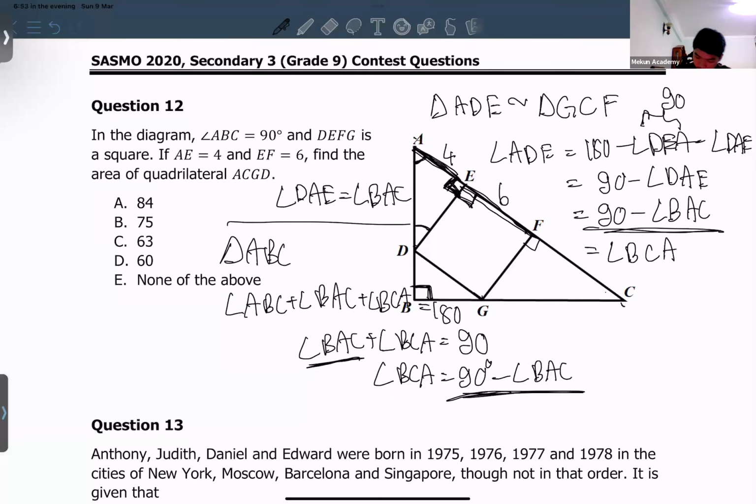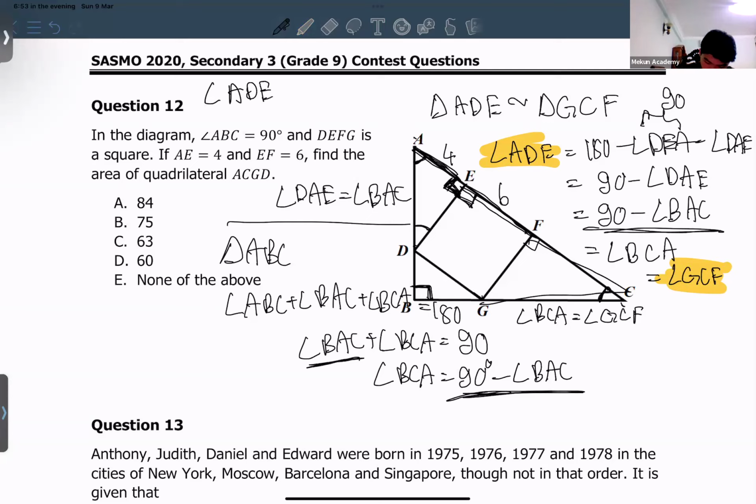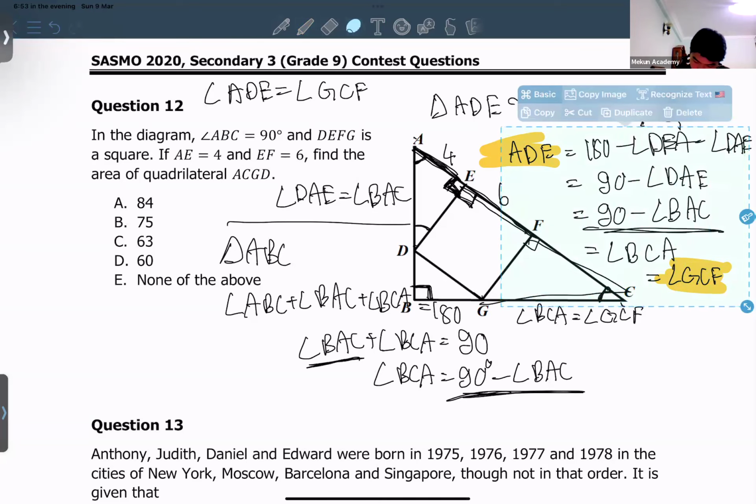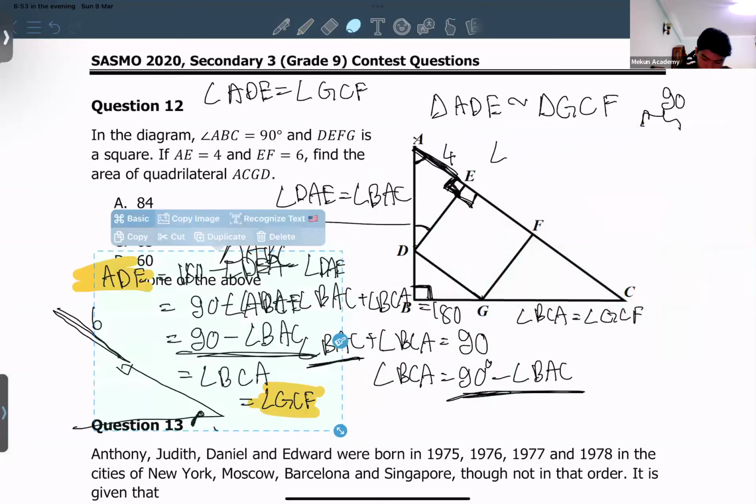So which is this angle? Angle BCA is also the same as angle GCF, this angle. So angle BCA equals angle GCF because it's the same angle. So you can say that ADE equals angle GCF. So the first thing we can say is that angle ADE equals angle GCF. I'll keep it over here.